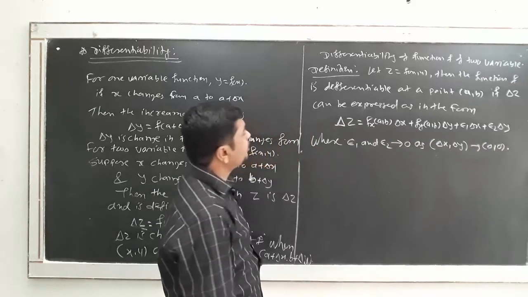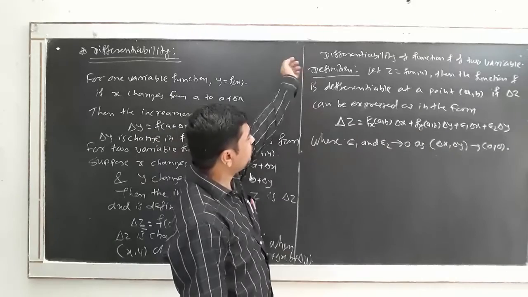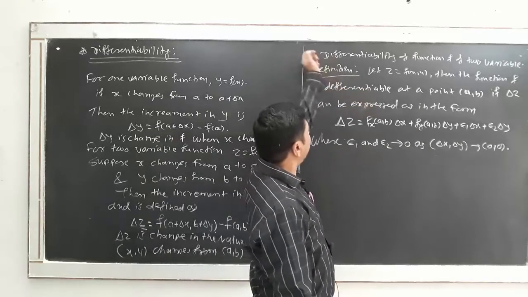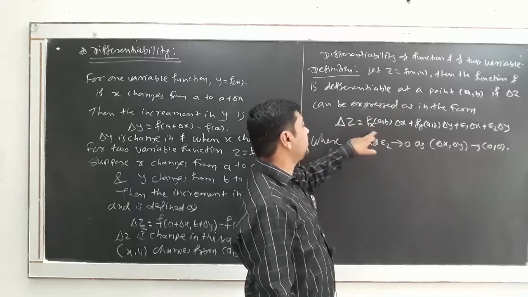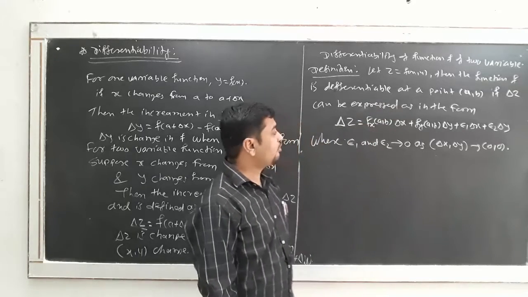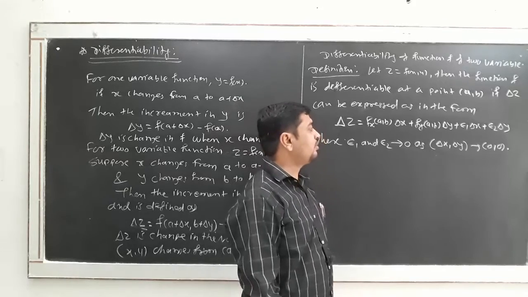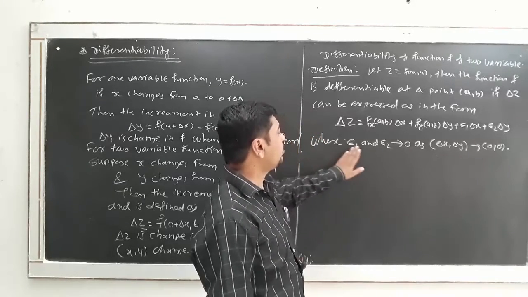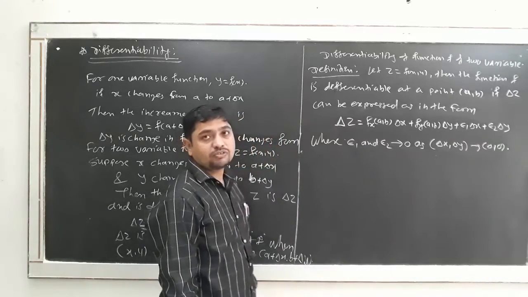So the definition of differentiability of a function of two variables: the function z is equal to f of x, y, the function f is differentiable at a, b if delta z can be written in the form fx a, b delta x plus fy a, b delta y plus epsilon 1 delta x plus epsilon 2 delta y, where epsilon 1 and epsilon 2 tend to 0 as delta x, delta y tend to 0.